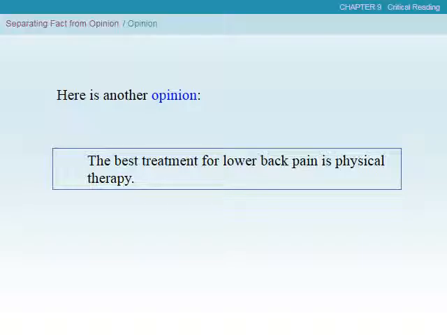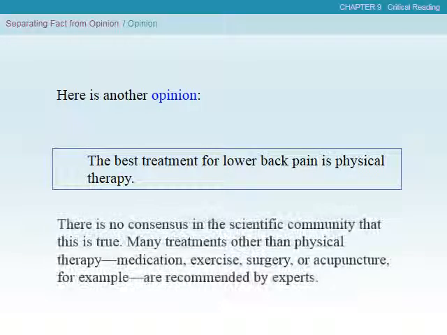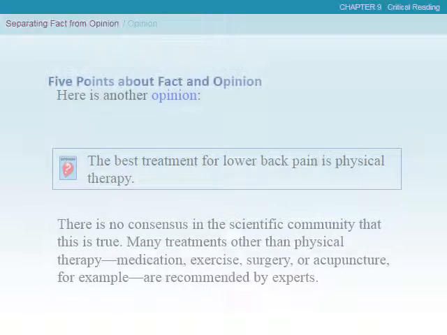Here's another opinion. The best treatment for lower back pain is physical therapy. Okay, maybe it's a good treatment. I'm sure that it is a good treatment, but to say it's the best, there are many other different ones. Like it says here, medication, exercise, surgery, acupuncture. All of these things are also recommended. So to say something is the best, maybe you can have evidence to support your opinion, but it's still an opinion. It's not something that everyone is going to agree on.